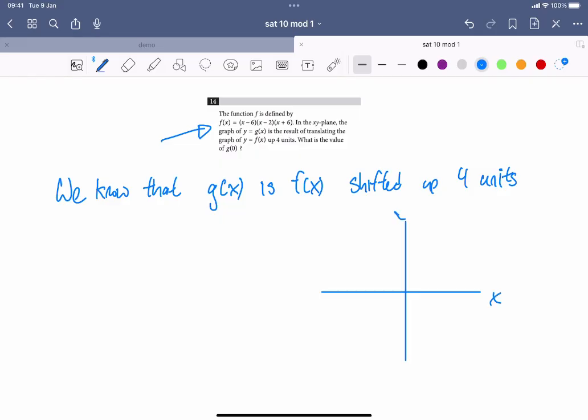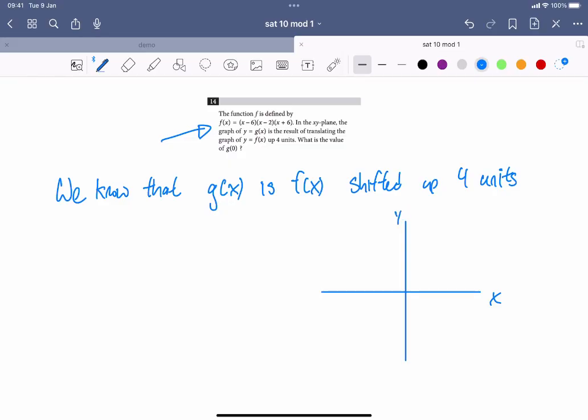At x equals 0, what is y? At x equals 1, what is y? At x equals 2, what is y? So on and so forth. It's too time consuming, especially in the SAT where you only have 35 minutes for, I believe, 27 questions. It's a bit too much time.